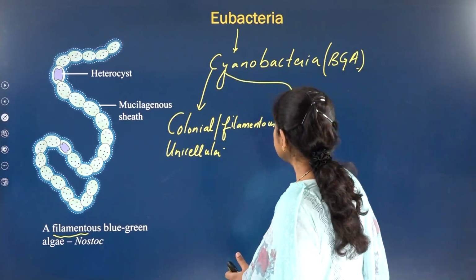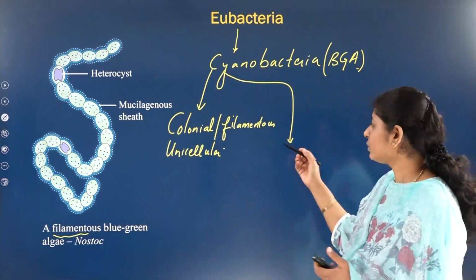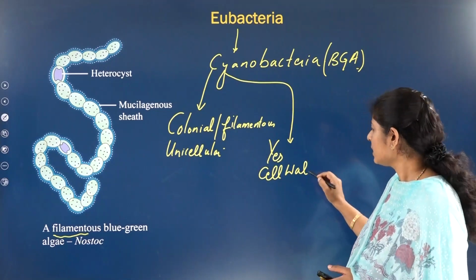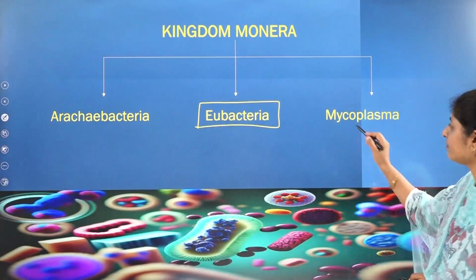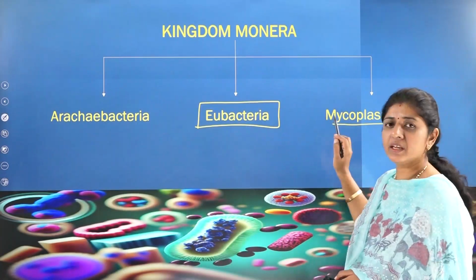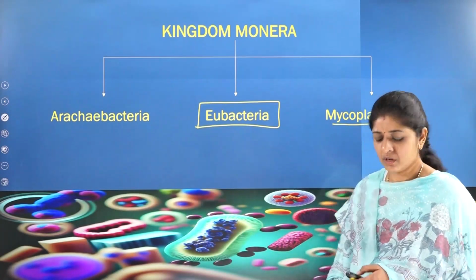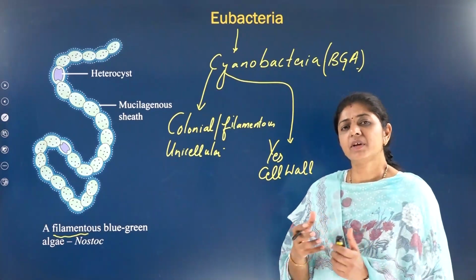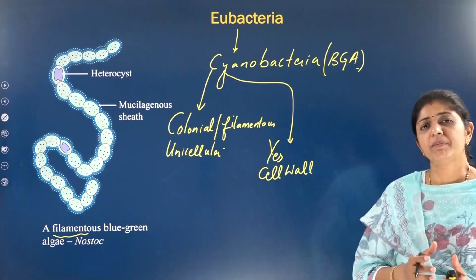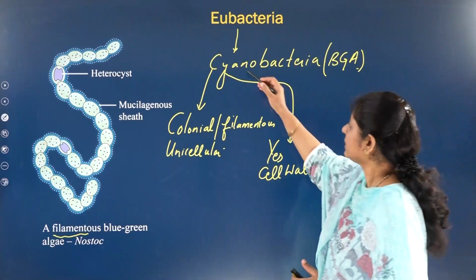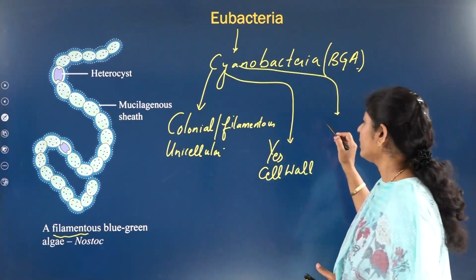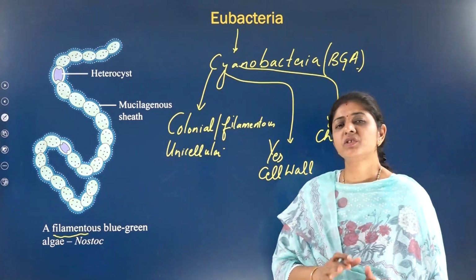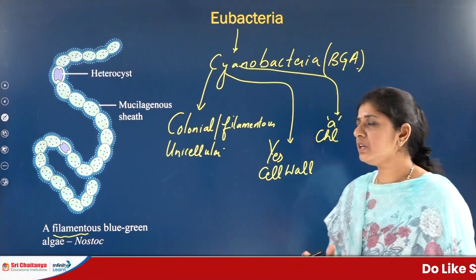Now next, what does Y stand for? Y stands for, I must simply say, yes, they have a cell wall. Earlier I mentioned that Mycoplasma, after Eubacteria, does not have a cell wall. But Cyanobacteria, which comes under Eubacteria, has a cell wall made up of peptidoglycans. Now next, what does A stand for? A stands for a pigment. What is that pigment? Chlorophyll A, which I discussed resembles that of higher plants or green plants.